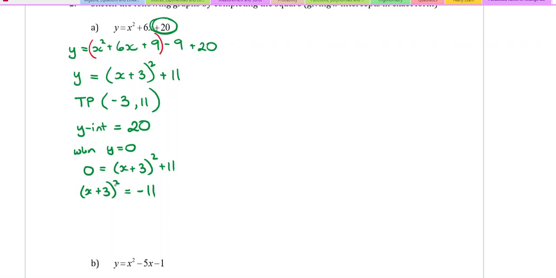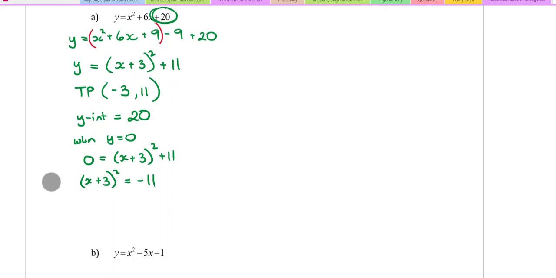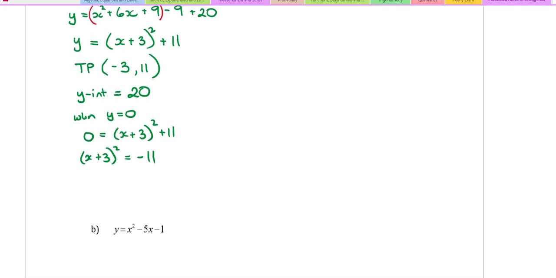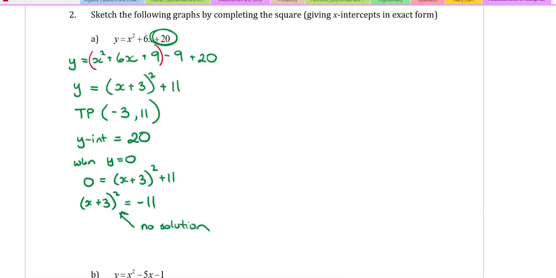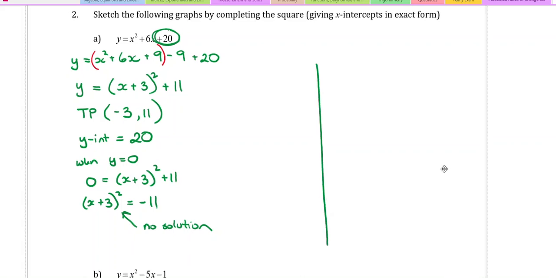Then I would like to square root, but if I'm square rooting a negative number, that's not possible. So this equation has no solution, which means that there are no x-intercepts. This is a parabola that is completely above the x-axis and will never touch it. I'll draw you a sketch. So this is what it looks like.